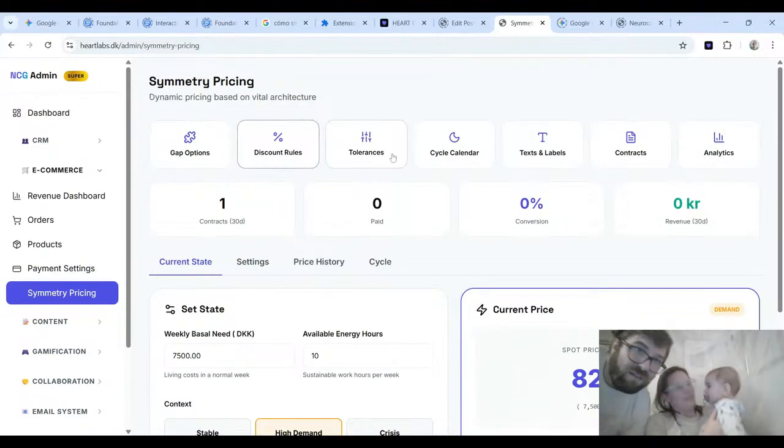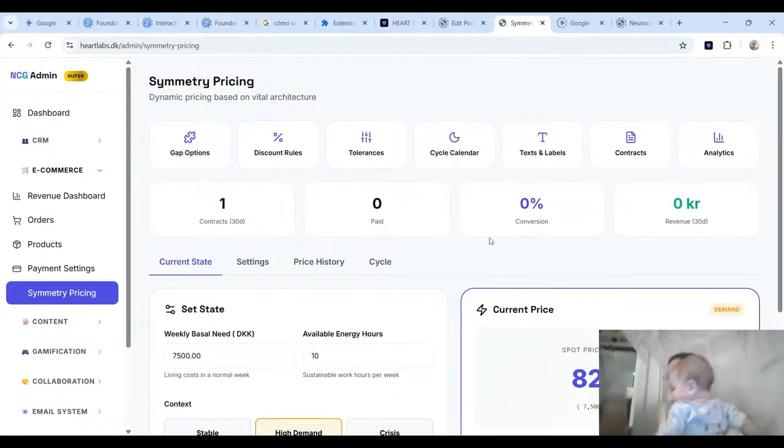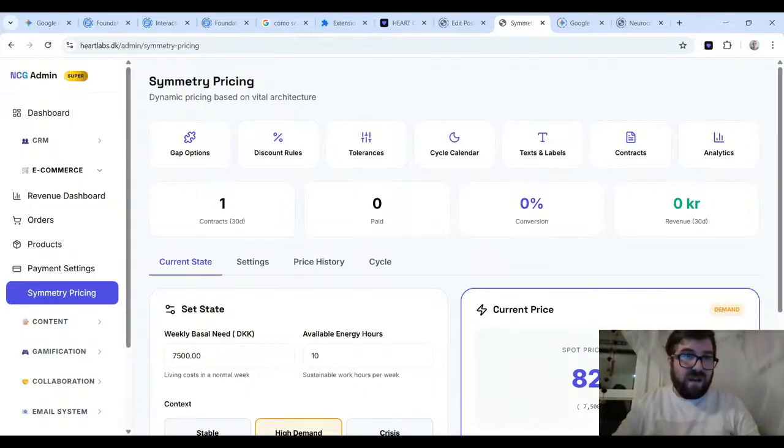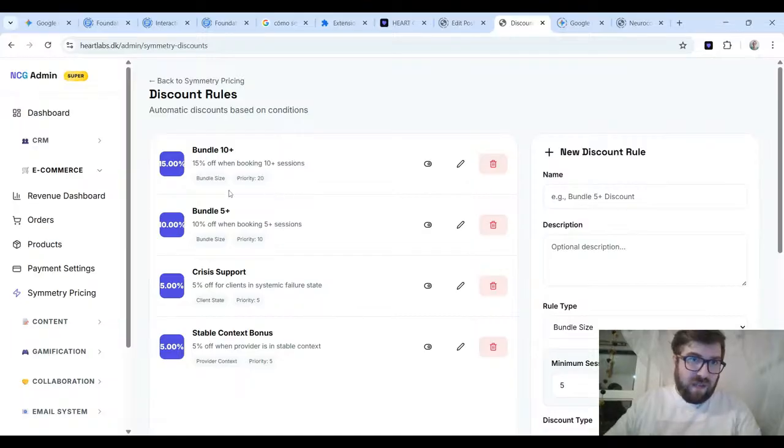Then you have a lot of different options to make this more symmetric. You can give options and be flexible in the price if you want. This is kind of a normal thing, like discount rules, in which if someone wants to pay in advance, you can give different discounts.